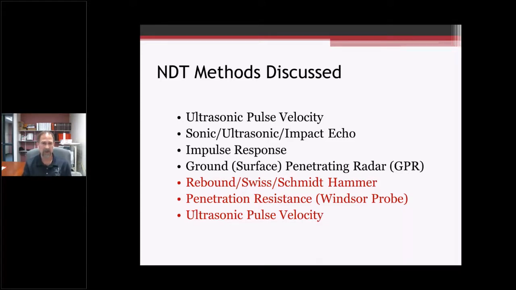And then the three highlighted bullets there, those are the three methods we're going to talk about for estimating concrete strength. Rebound hammer, some people call it the Swiss hammer. I've heard it called the Schmidt hammer. Windsor Probe, which is penetration resistance, and then an application for estimating concrete strength using ultrasonic pulse velocity.